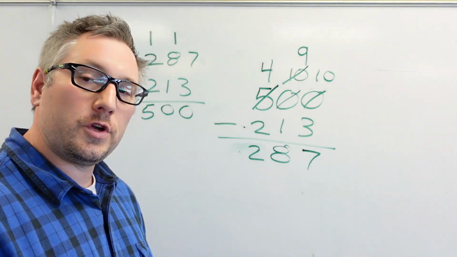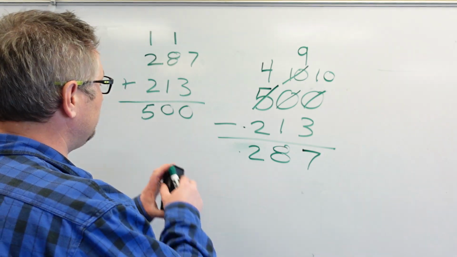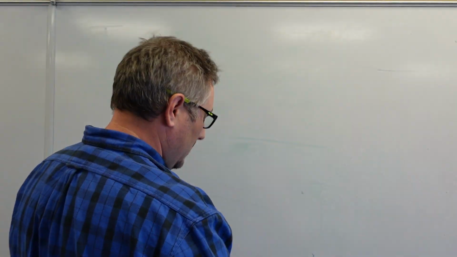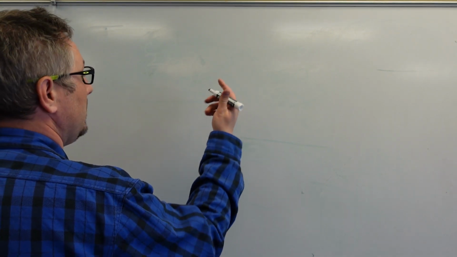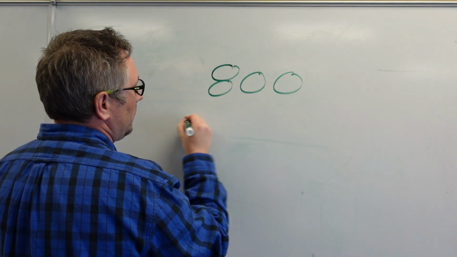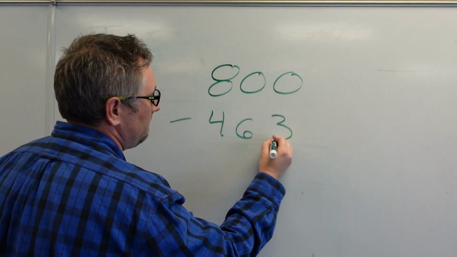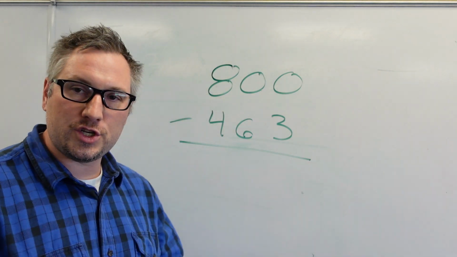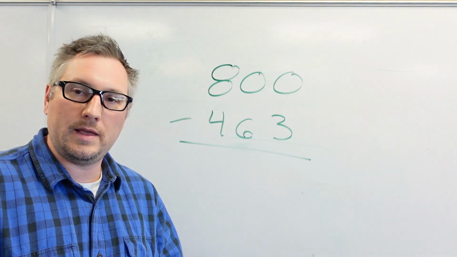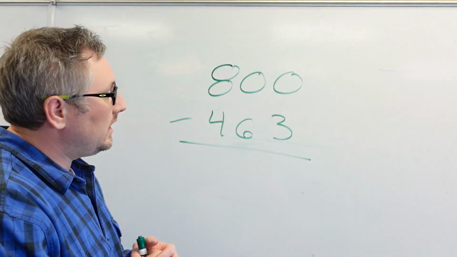Now, just for good measure, I'm going to give you one to work on at home. Your problem is 800 minus 463. Go ahead and give it a shot. If you need help, you can ask a parent, and let me know how you did with this problem. Maybe snap a picture of your work.